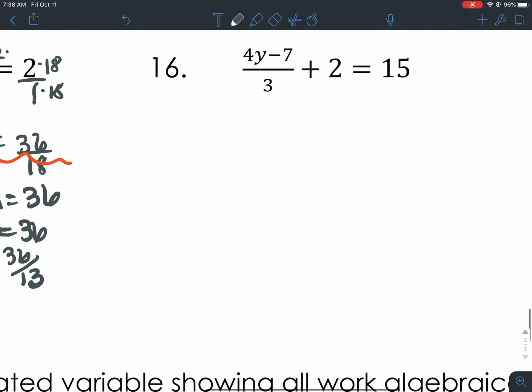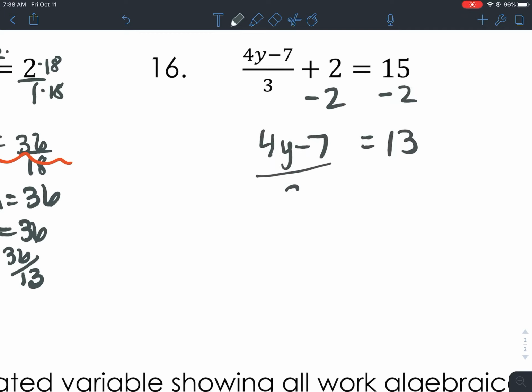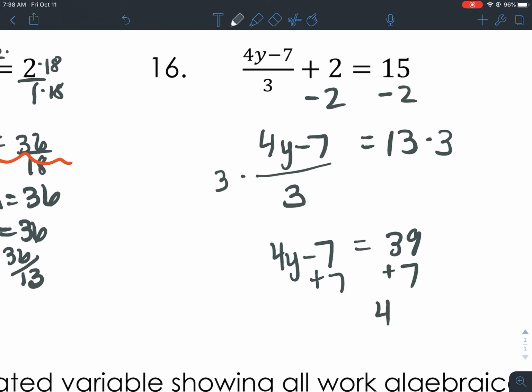All right, number 16, subtract 2 on both sides. You get 13 equals, we multiply by 3. 39 equals 4y, and then plus 7. 46 equals 4y. Then you divide by 4. Once you simplify it, it should be 23 over 2. 46 over 4 equals 23 over 2.